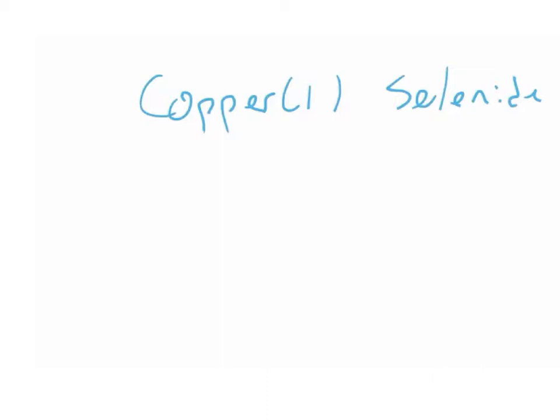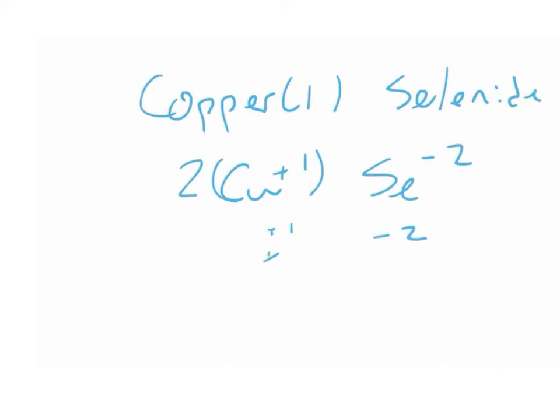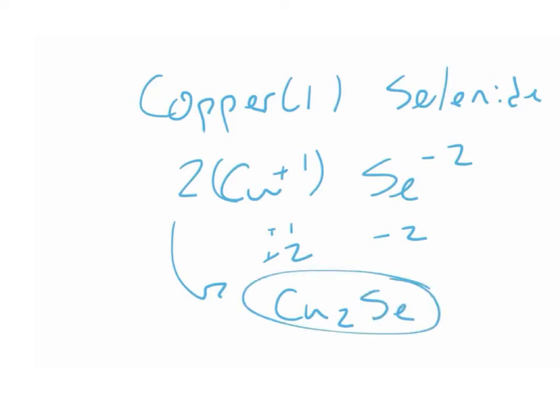Last example, let's do copper(I) selenide. Copper is the +1 charge. Selenide refers to selenium, which is a -2 charge. So, I've got a -2 on this side and a +1 on this side. I need 2 times the +1 to make +2. So when I translate that, it's copper with Cu2Se, and that's my final answer.